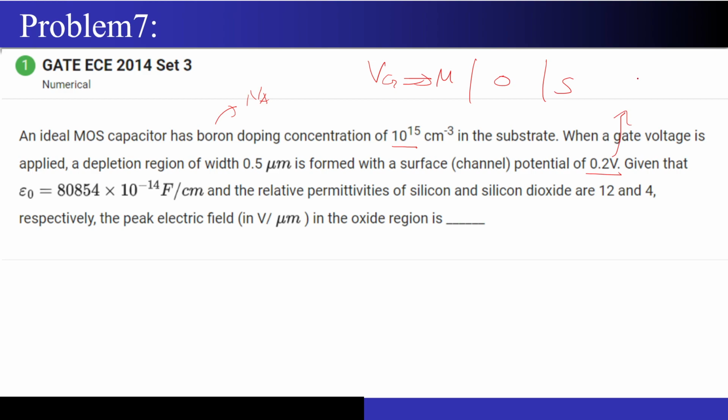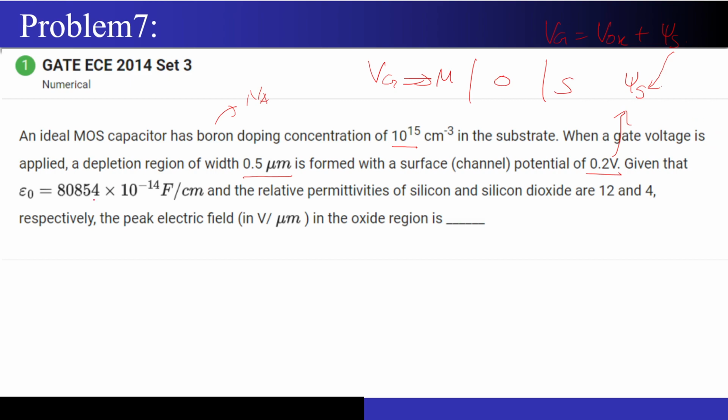What is this surface potential? You must have seen this term called psi_s, right? What did we say? Whatever gate voltage we apply, it drops across the oxide and it drops across the semiconductor. The surface potential, right? So this psi_s is what they are talking about. It has been given as 0.2 volts, and this is when the depletion width is around 0.5 micrometer.